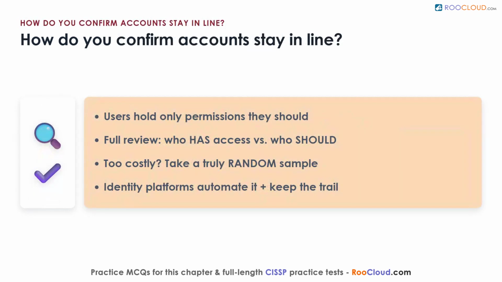How do you confirm accounts stay in line? Through account management reviews. The goal is simple. Make sure users hold only the permissions they are supposed to, with no unauthorized additions. One thorough approach compares the list of who actually has access against the list of who should, and flags any mismatch, though its cost usually limits it to privileged accounts. When a full review is too expensive, you take a random sample instead. And random truly means random. If administrators pick the sample or use loaded criteria, you will miss entire pockets of error. Many identity platforms can automate this review and keep the audit trail.